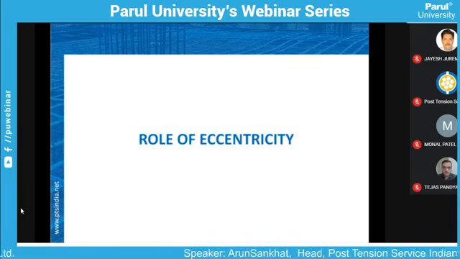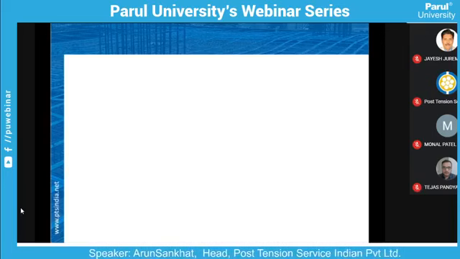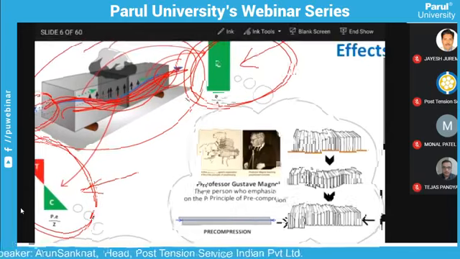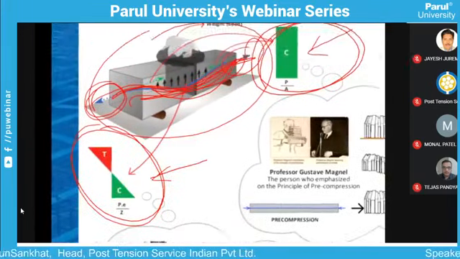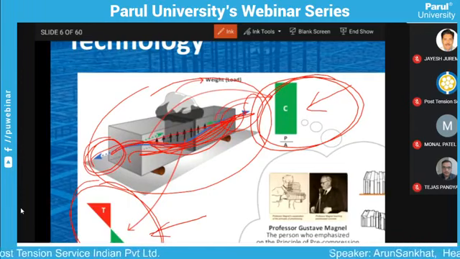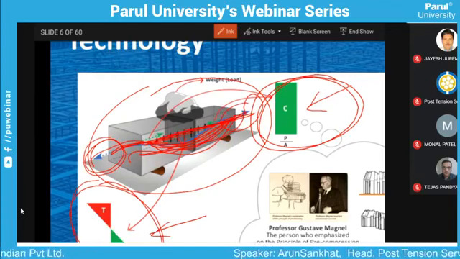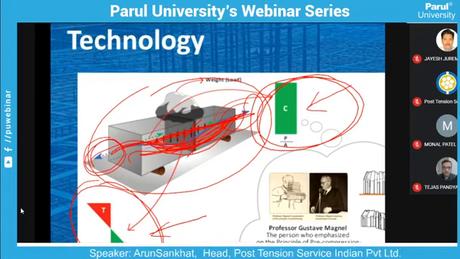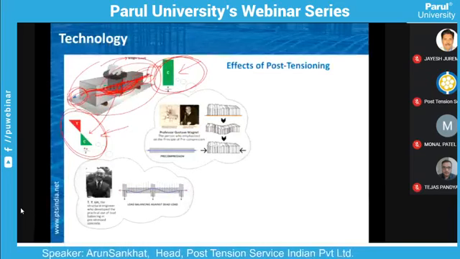Now here, there is a role of eccentricity. We'll see what eccentricity is and its role. Actually, the eccentricity is here. If you are able to see the zoomed part here, this is the eccentricity from the straight line to this curvature line. The distance between the straight line and the curvature line is the eccentricity. We'll see how it is actually useful, and what its contribution is, in the next slides.